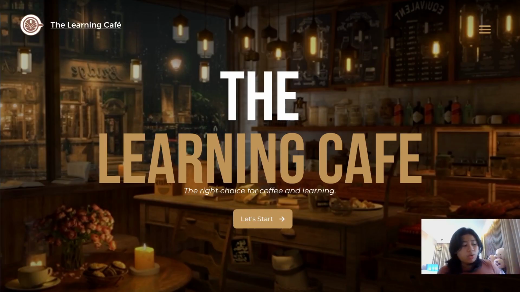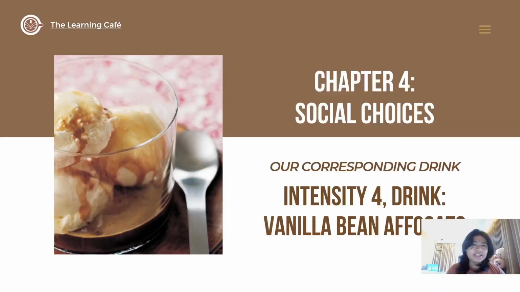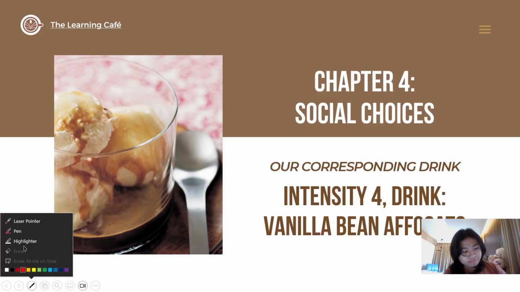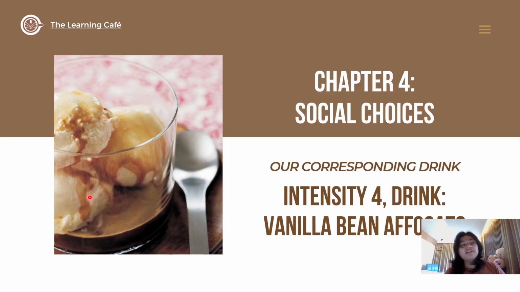Oh, want my recommendation? Well then, since it's summer season, I'd like to serve you the vanilla bean affogato, a somewhat more mature version of coffee float. What do you want? Isn't that the level 4 in terms of caffeine? While I'm preparing the drink, can I interest you in a short lesson on social choices?